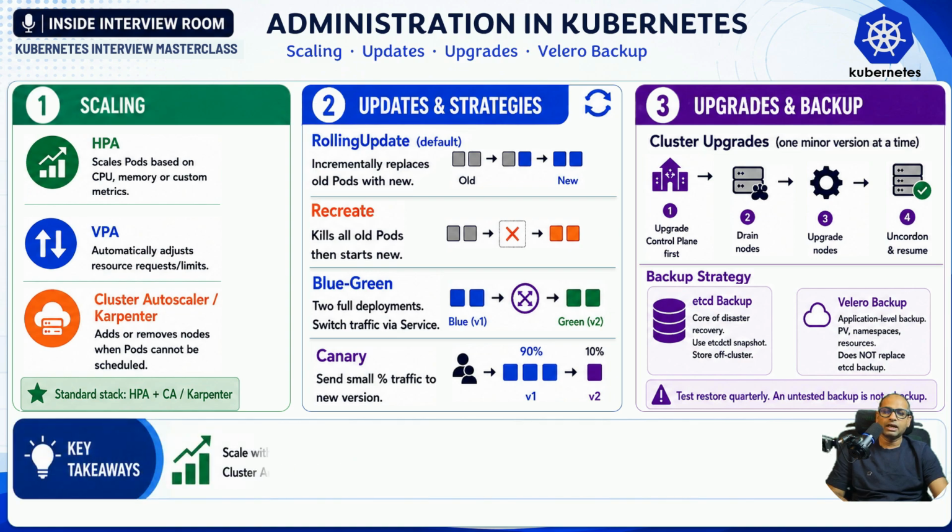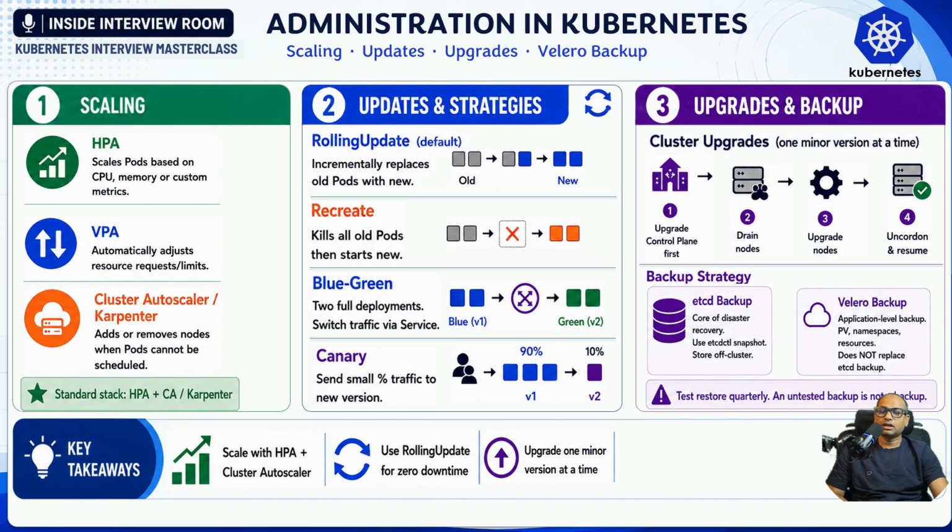Key takeaways: scale with HPA and autoscaler, use rolling updates for zero downtime, upgrade one minor version at a time, back up etcd regularly, automate, test, and document everything.